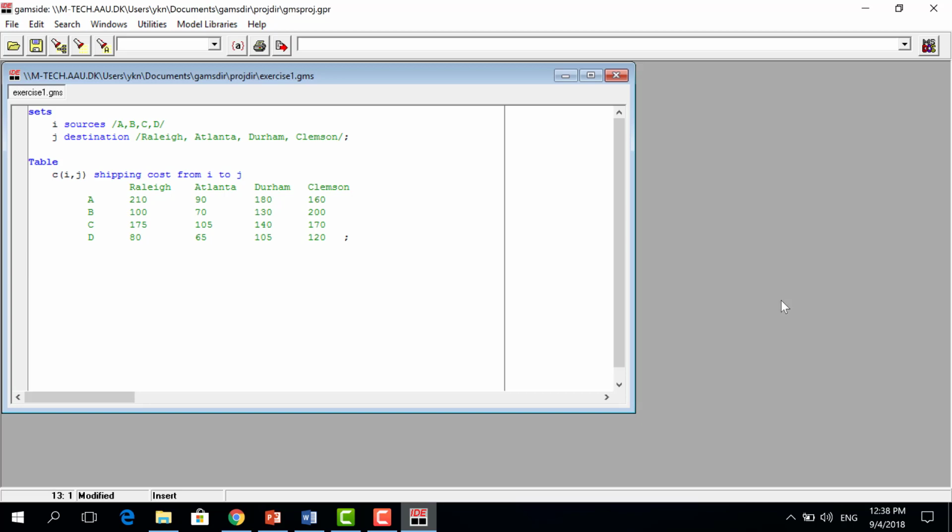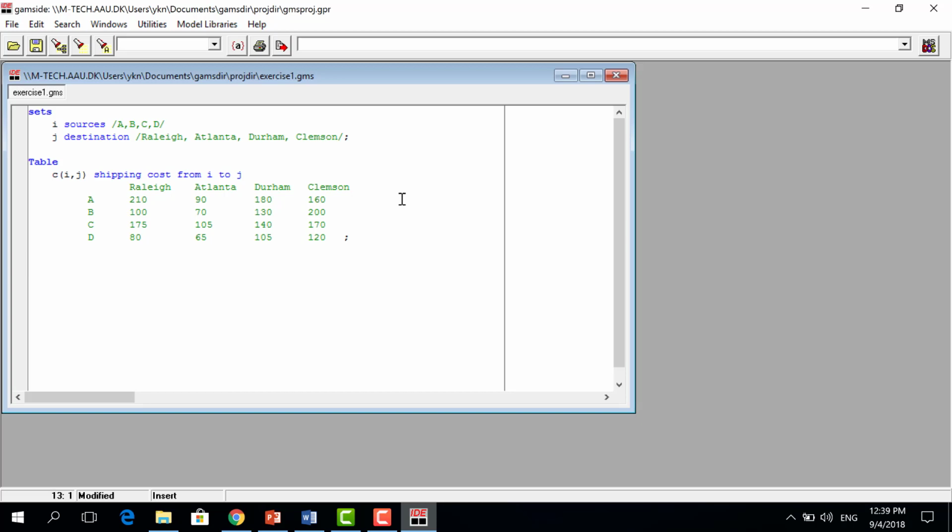And do not forget to end the table with semicolon. Each time you finish with your sets definition or table definition, just end it by using semicolon. The same situation also applies, for instance, if you define your parameters, your variables, your equations; you have to end the definition by using semicolon. I think it's quite common in other programming languages like C or Java.